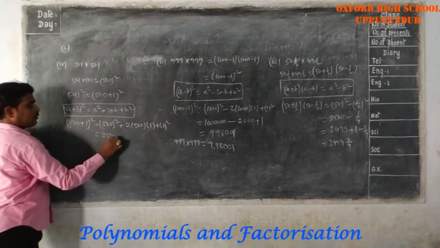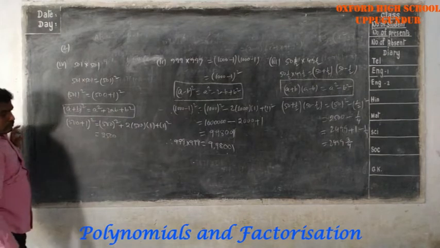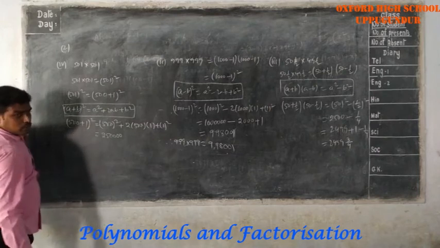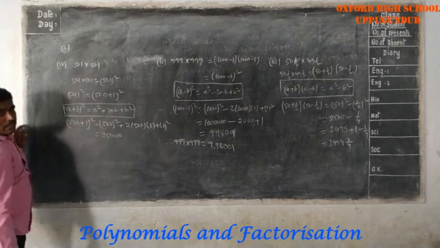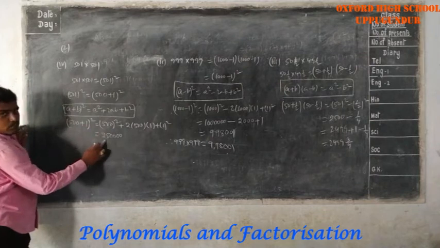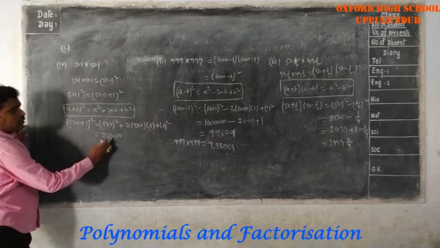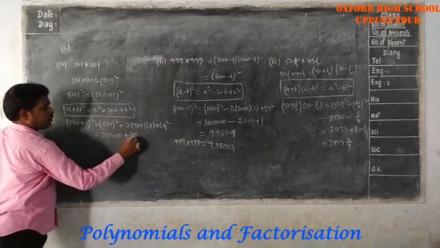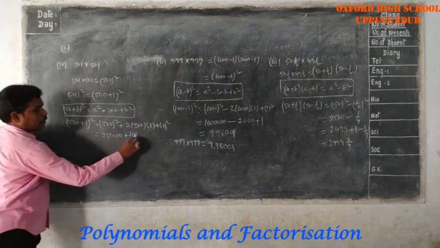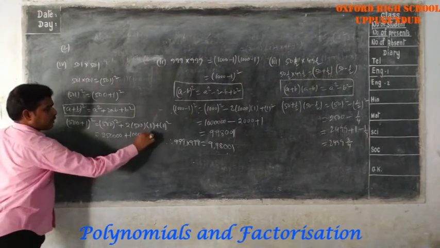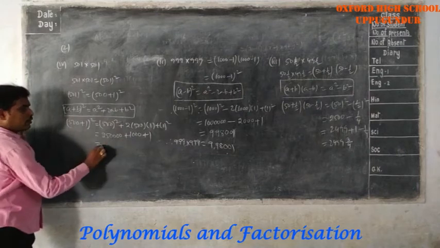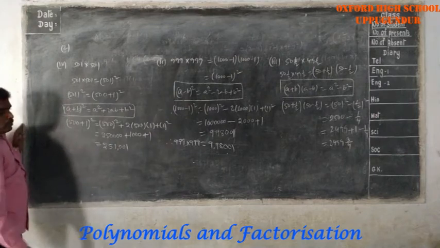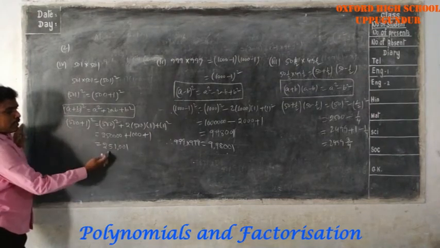500 whole square, 5 5 is 25. So 2 lakhs into 3, 2 zeros. 2 zeros will become double, 4 zeros. 5 square means 25. Ones, tens, hundreds, thousands, 10,000, lakhs. 2 lakhs 50,000 plus 2 into 500, 1000, plus 1. 2 lakhs 50,000 plus 1000 is 2,51,001. Here hundreds are not there, that's why I am keeping 0.